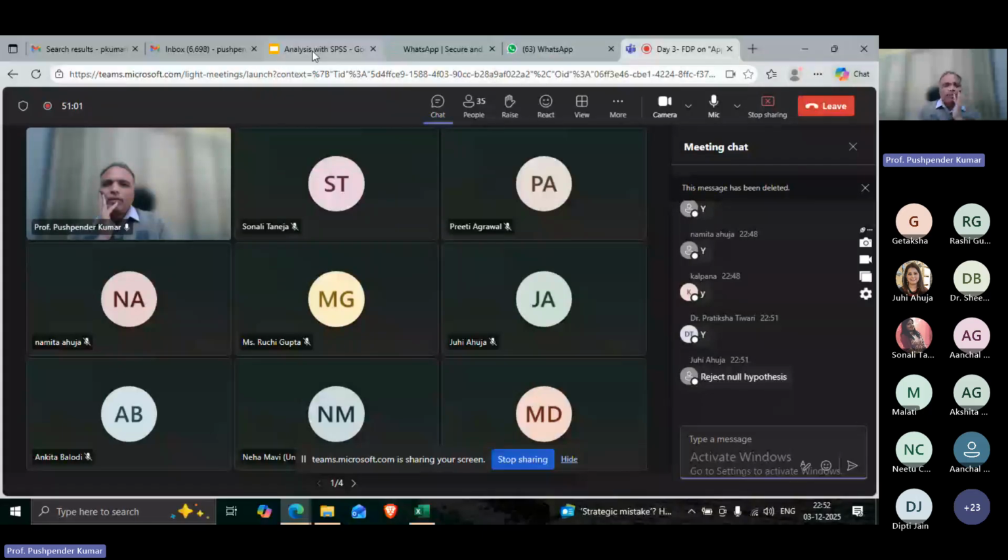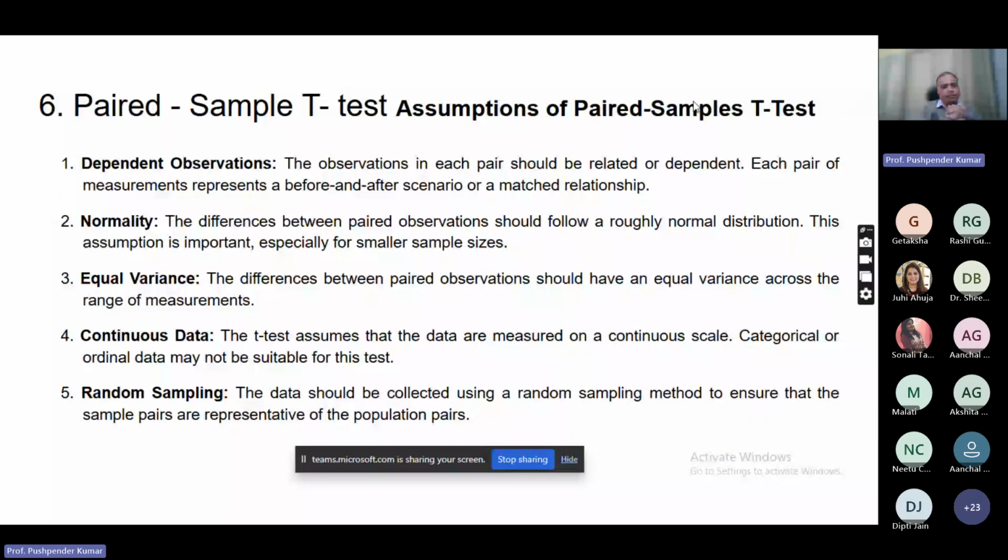I know I am a bit slow, but now comes the second kind of t-test, which is known as the paired t-test. What happens? For example, we want to see your learning before this workshop and after this workshop. In this case, the sample size remains the same, the respondents remain the same. So before and after, we check the result: is there any significant difference between before this workshop happened and after the workshop?